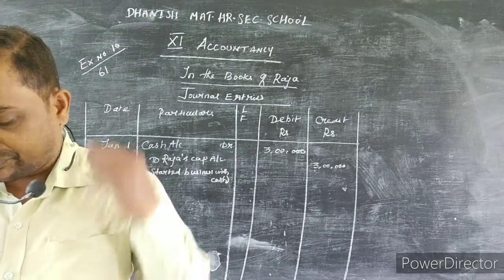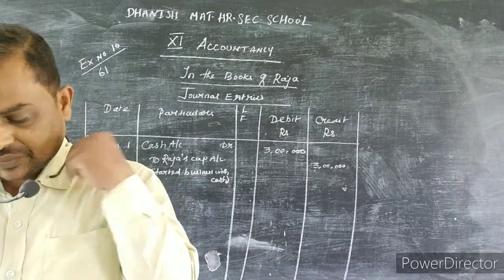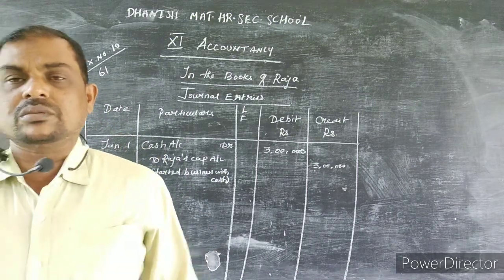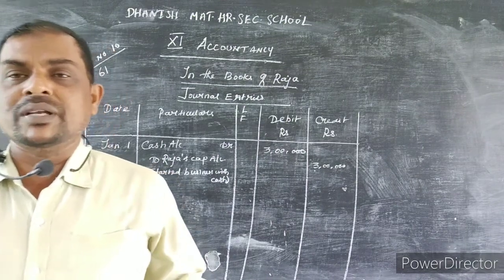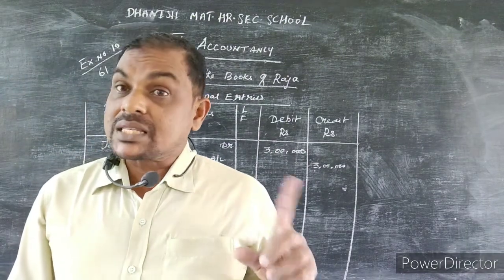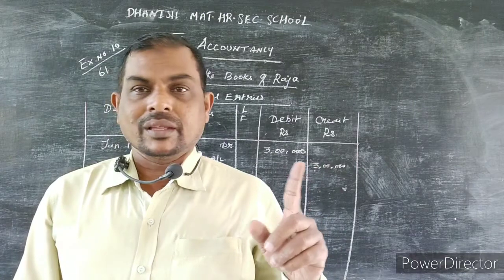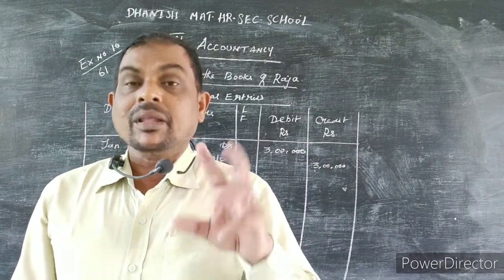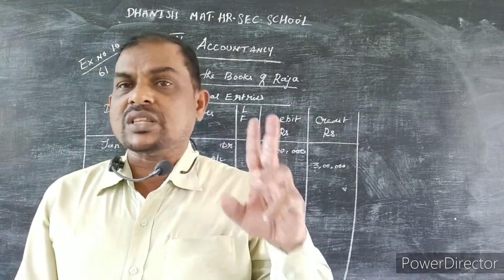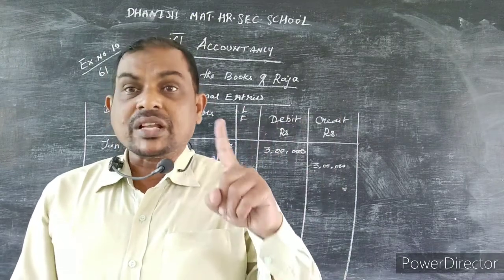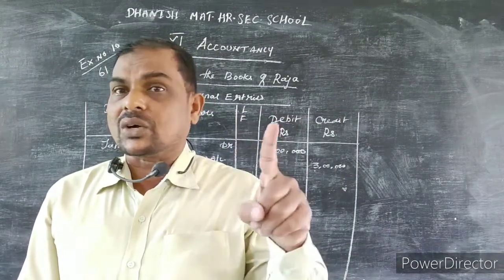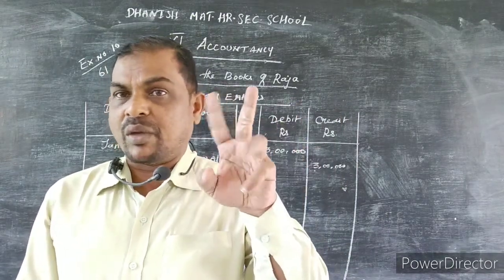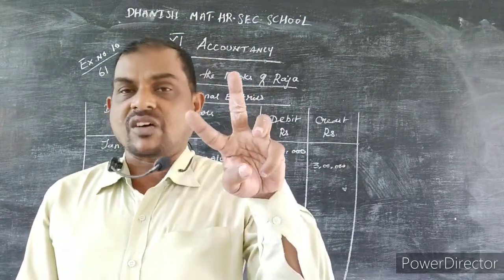Purchased goods from Rajiv on credit. Here purchased goods means purchase account. Please understand clearly. Purchase of goods means purchase account, that is a nominal account. Purchase of an asset means an asset account, that is a real account. Here two accounts are involved: purchase of goods and the asset account.